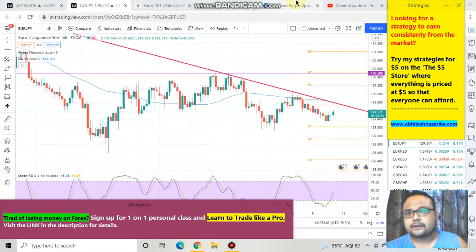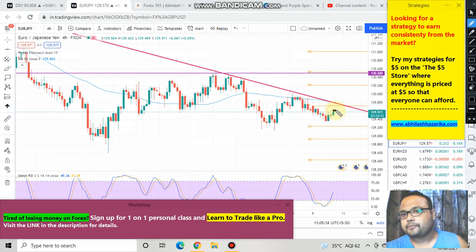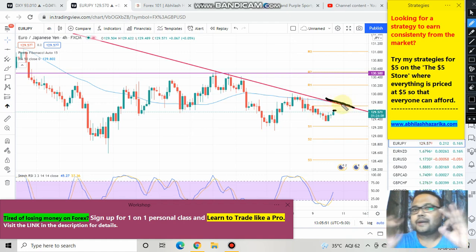As you can see here, right now the market is just trading here, and it is about to reach the trend line. So your duty as a trader will be to observe the price at this trend line. When the market hits this trend line, just see how the price is reacting.